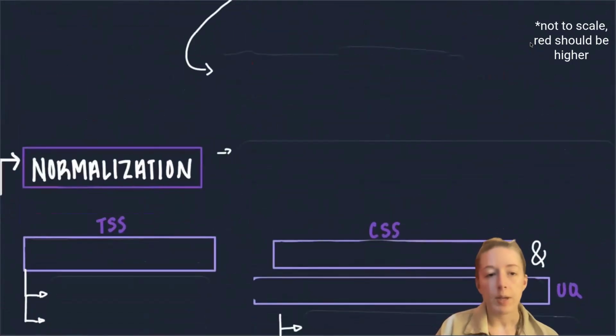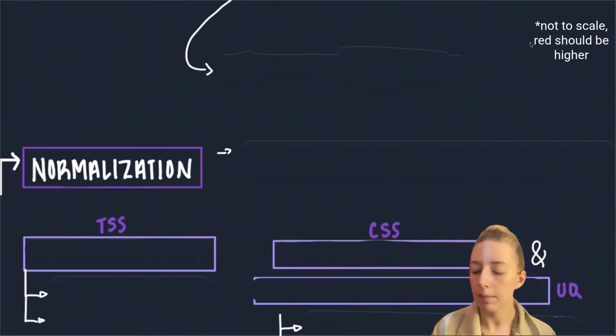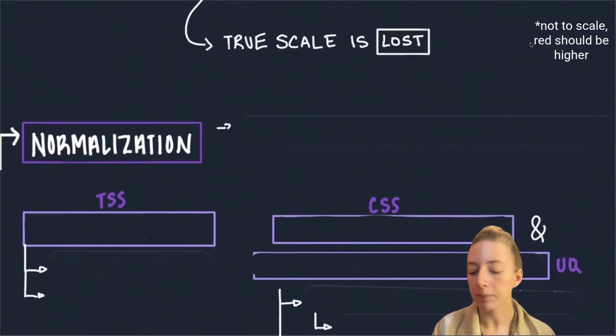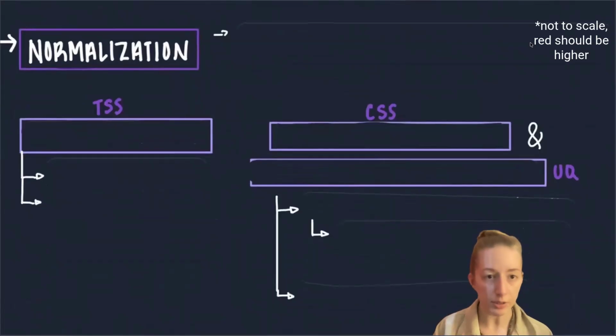There are some ways that we can account for this. We cannot take this feature out. It's inherent to the process of microbiome data that true scale is lost. But we can apply some normalization techniques that account for this.